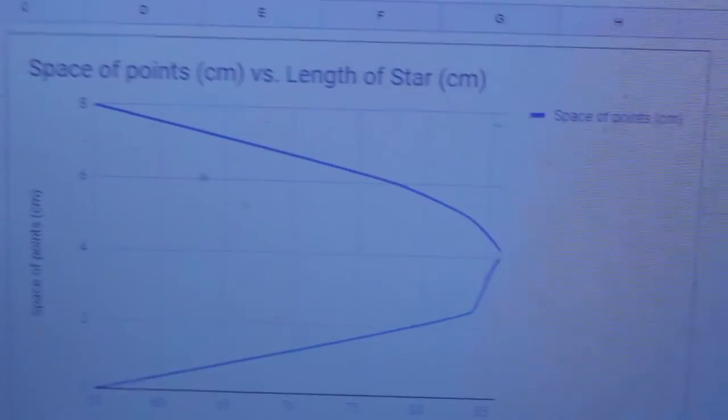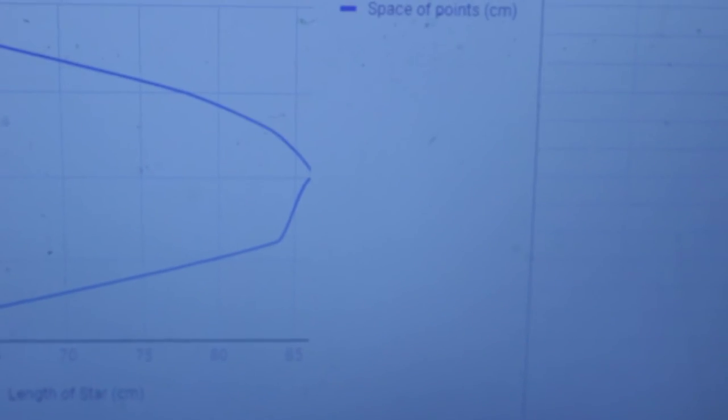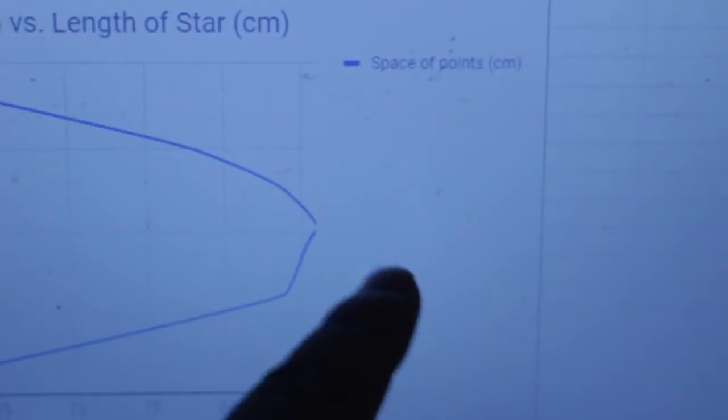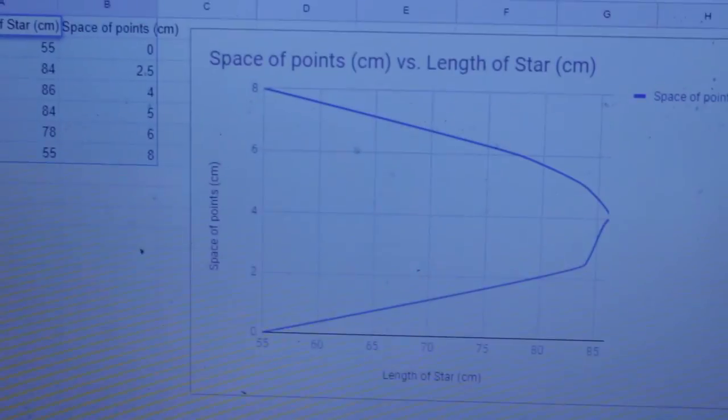For my graph, you can see that it is a parabola, which makes sense because you start at 0 points, and that is the length of your star. But as you keep going up, you get to a certain peak, which was my 4 centimeters. Then once you keep getting bigger, the curve starts going back to what you originally had. So a parabola does make sense in this scenario.